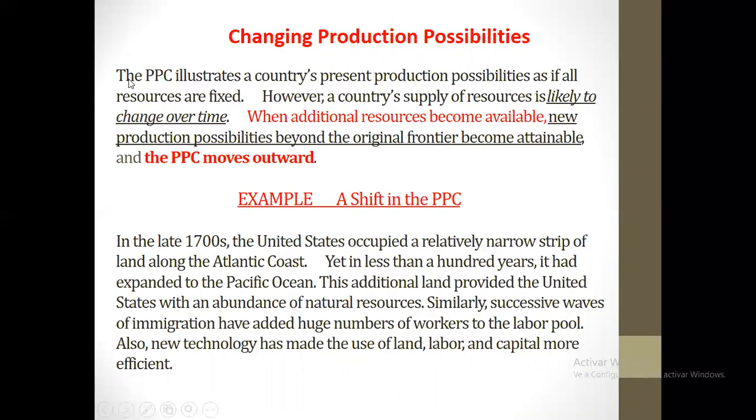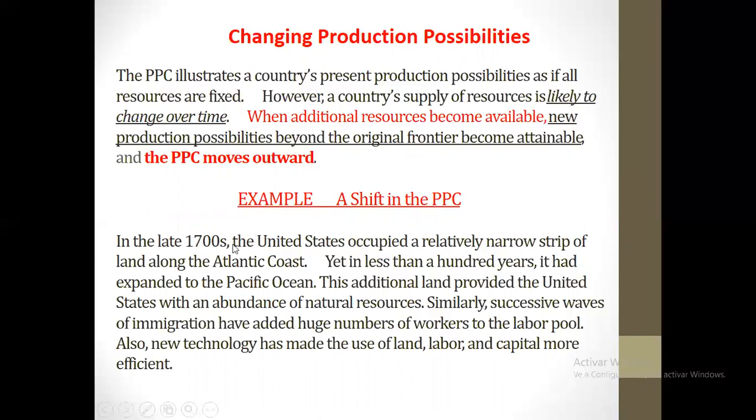Now, the PPC illustrates a country's production possibilities if all its resources are fixed. However, a country's supply of resources is likely to change over time when additional resources become available. Cuando los recursos adicionales están disponibles, new production possibility beyond the original. Cuando hay nuevas posibles adiciones de recursos, entonces puede que la frontera se pueda mover hacia adelante. Cuando no hay, no.